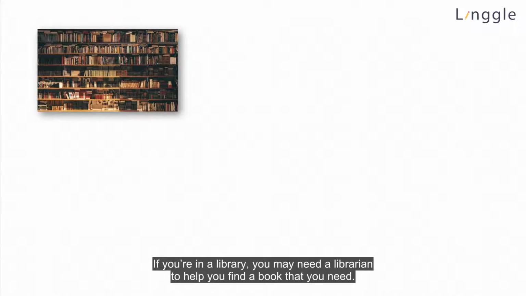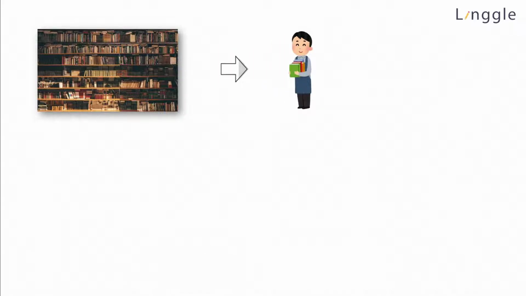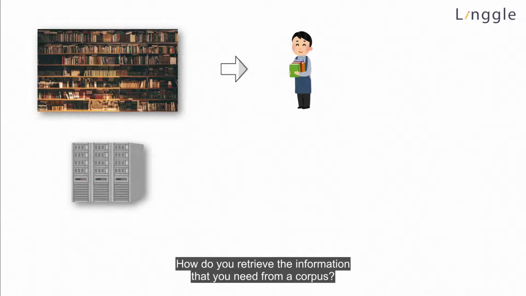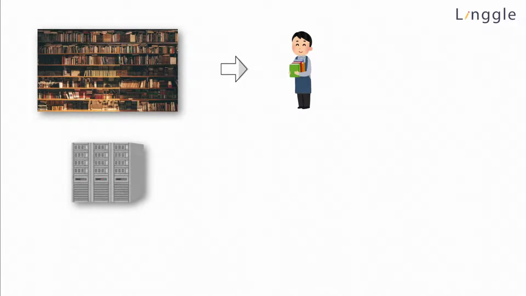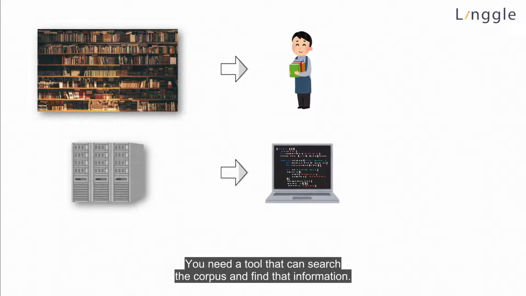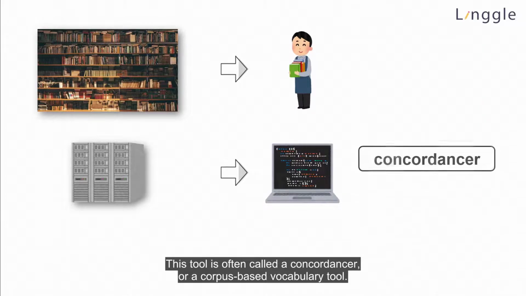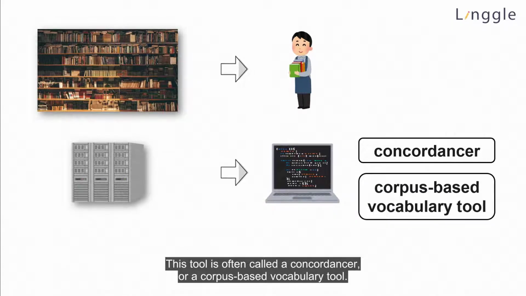If you're in a library, you may need a librarian to help you find a book that you need. The same goes for a corpus. How do you retrieve the information that you need from a corpus? You need a tool that can search the corpus and find that information. This tool is often called a concordancer, or a corpus-based vocabulary tool.